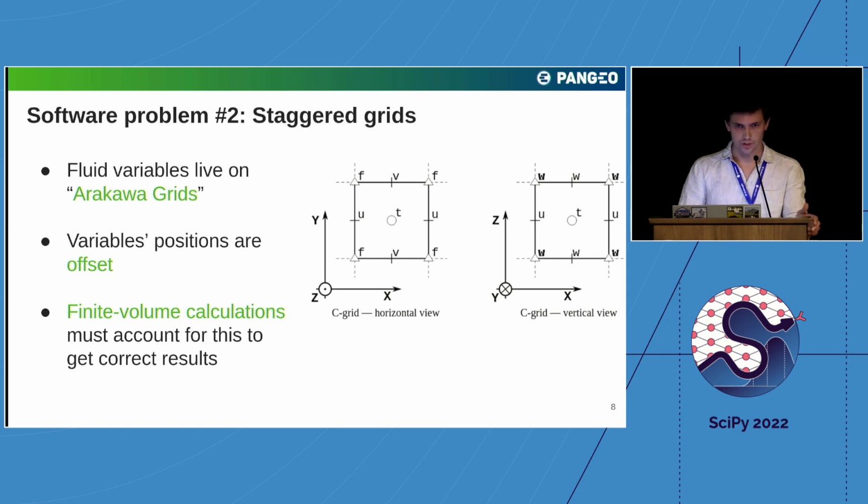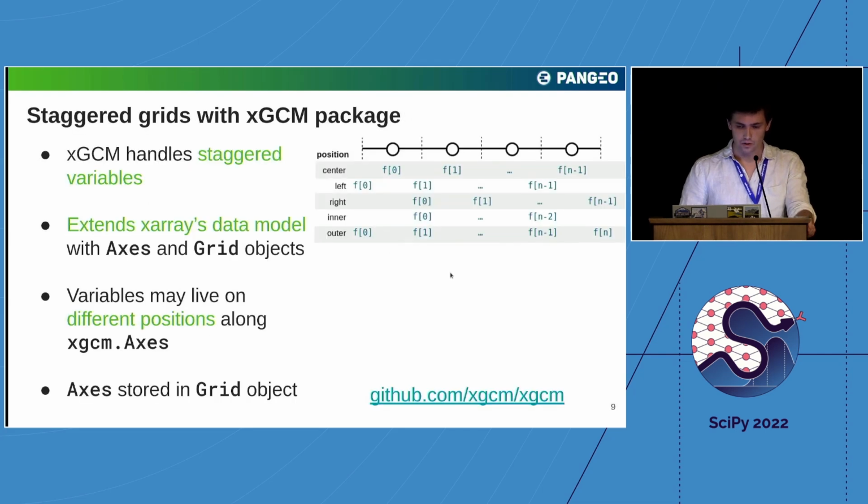And in a lot of cases, this doesn't matter. But if you're trying to do certain types of analysis, this can cause you to accumulate errors which you don't want. And if you want to replicate, for example, the finite difference operators that the full simulation used correctly, you need to take this into account. So with that second problem in mind, we have this XGCM package that our group developed. And XGCM is built to handle staggered variables.